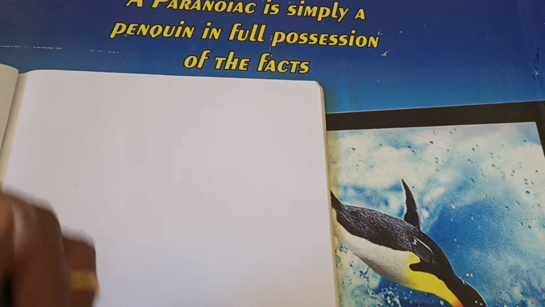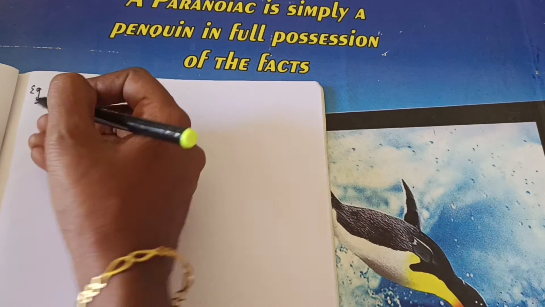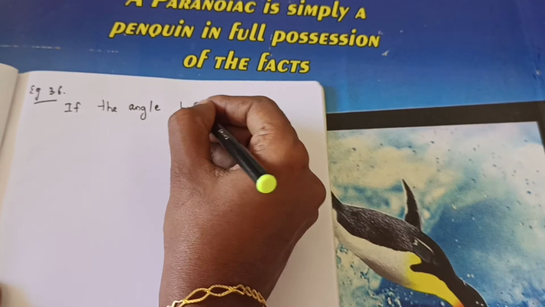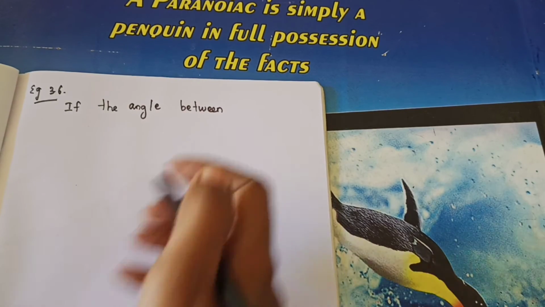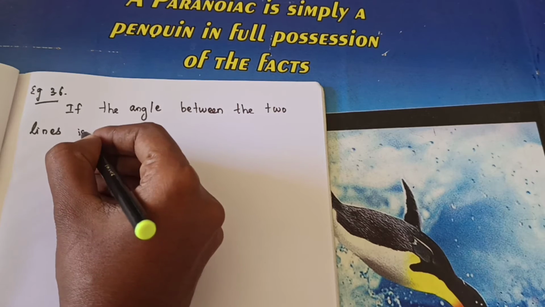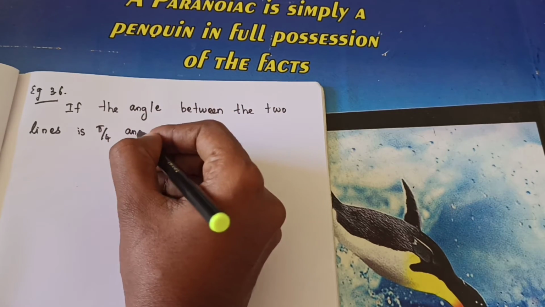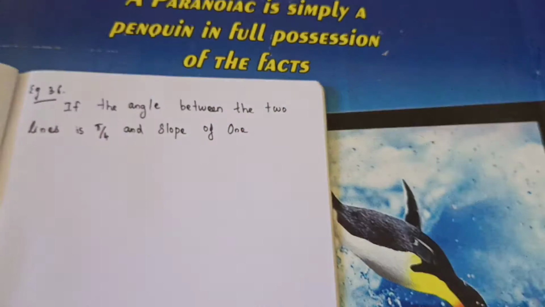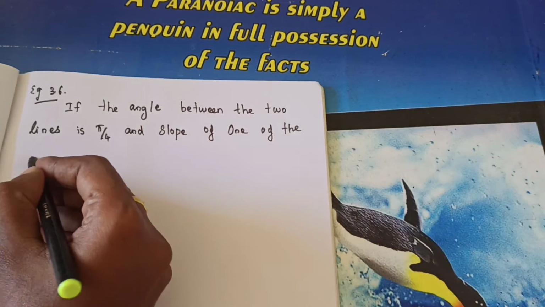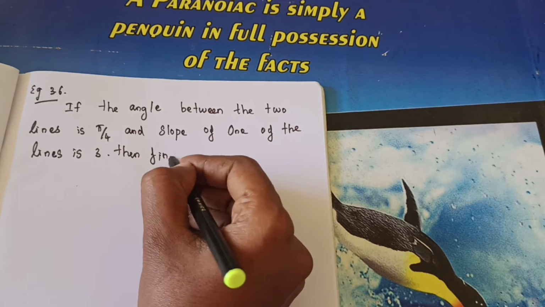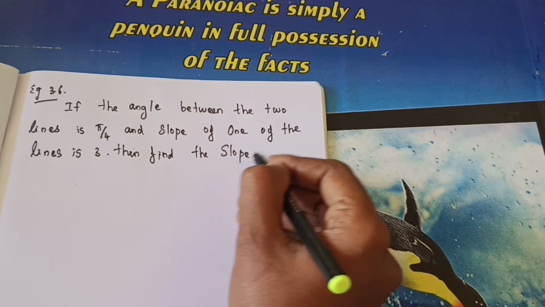Example 3.6. If the angle between the two lines is pi by 4 and the slope of one of the lines is 3, then find the slope of the other line.